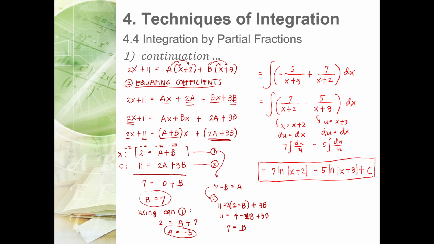Okay. So do you have questions? So I think there's no question. So I hope that you know how to solve partial fractions in two methods. So again, I suggest that you use equating coefficients because that's the easier process for me. So again, elimination is only best if you have two unknowns.